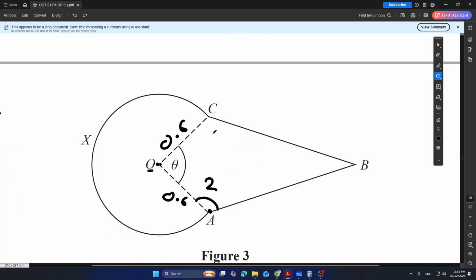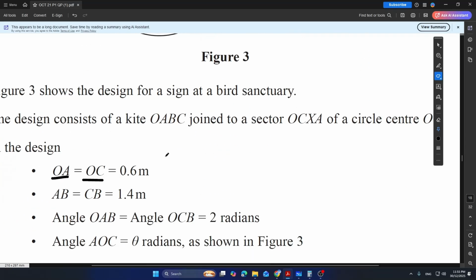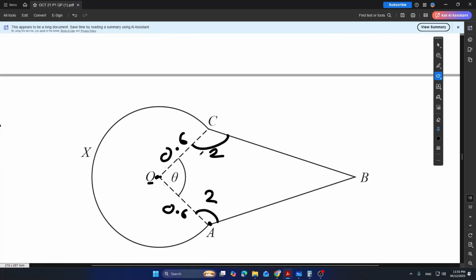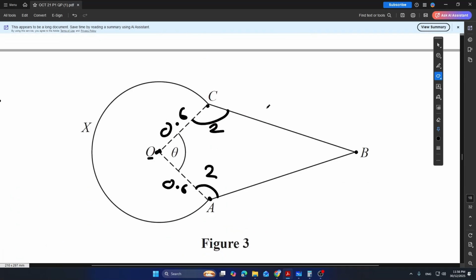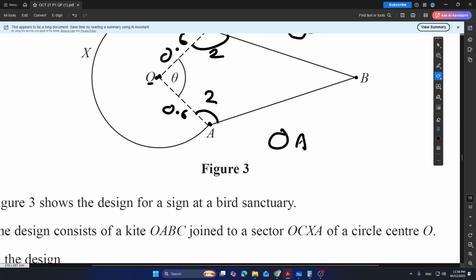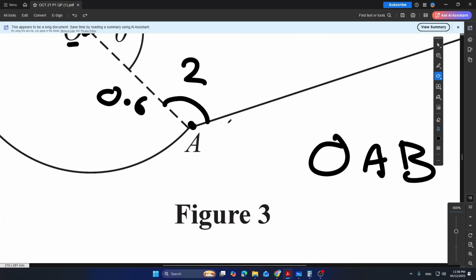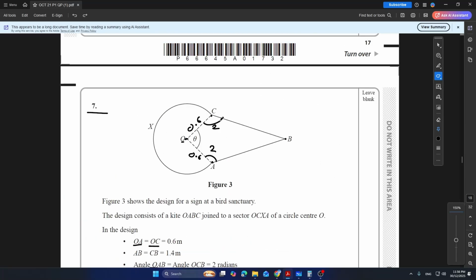So, by the way, if this is 2, this is also 2, they're equal. It says here, angle OAB equal to OCB, which is this one. This is 2, this is 2. By the way, just be careful when it says, for example, angle OCB, it's always the angle at the letter in the middle. So it's the angle at C. So you see 2 radians at C. Angle OAB equal 2 radians means the angle at the letter in the middle, which is A. See? This is how to use your brain in trigonometry.